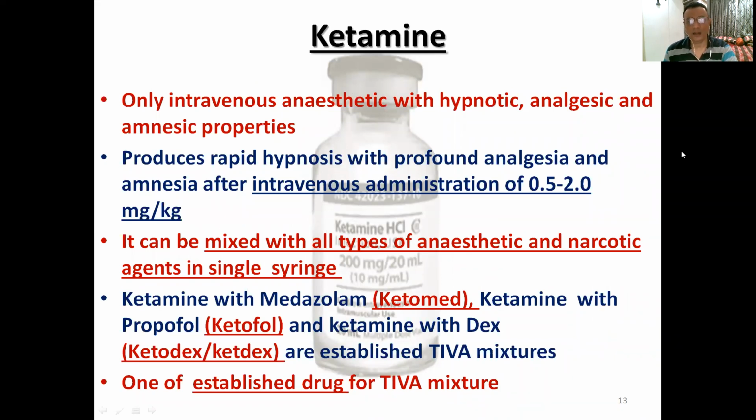So ketamine is the only intravenous anesthetic with hypnotic, analgesic, and amnesic property. The intravenous administration for TIVA is 0.5 to 2 milligram per kilogram. The beauty of ketamine is that it can be mixed with all types of anesthetic and narcotic agents in a single syringe, like ketamine with midazolam, ketomate; ketamine with propofol, ketofol; ketamine with dex, we called it ketodex or catdex; and ketamine with etomidate, we called it ketomidate, one of the established drugs for the TIVA mixtures.